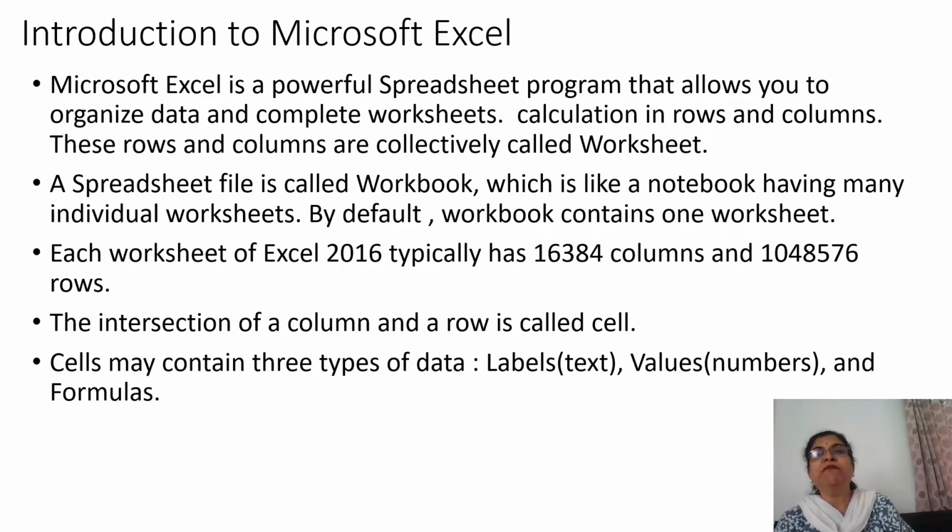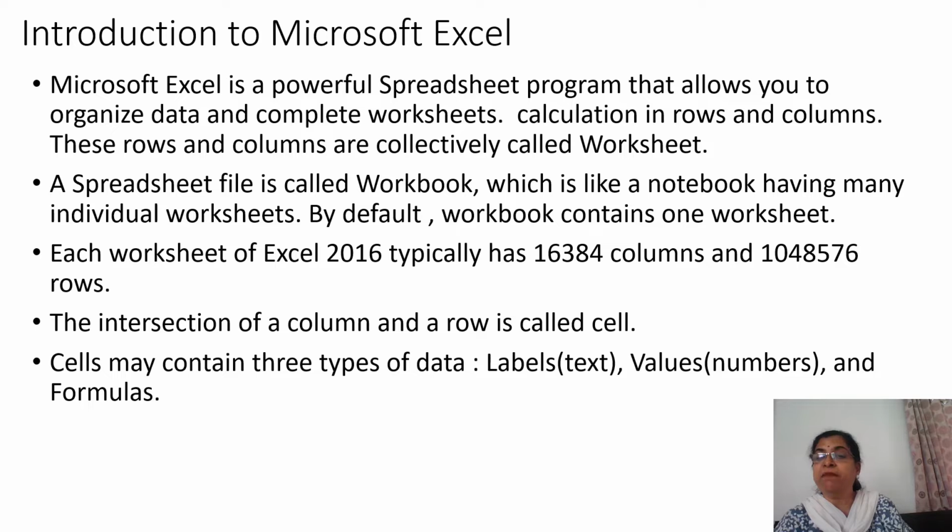A spreadsheet file is called a workbook, which is like a notebook having many individual worksheets. By default, a workbook contains only one worksheet, but there is a button to add more worksheets in the workbook. Each worksheet of Excel 2016 typically has 16,384 columns and 10 lakh 48,576 rows. The intersection of a column and a row is called a cell, one rectangle.